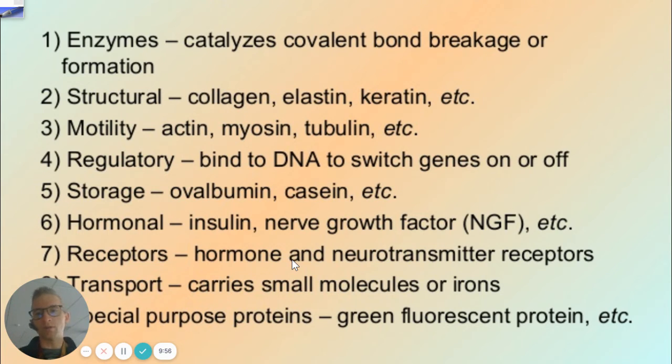Receptors, hormone and neurotransmitter receptors, detect oftentimes hormones or other neurotransmitters that change the way our bodies do things. Transport proteins carry small molecules or iron. A really important one inside of your blood, hemoglobin, is a protein that transports little bits of oxygen. It grabs onto the oxygen when your blood passes through your lungs and carries it with it to wherever it needs to go. There are also some really cool special purpose proteins, like the proteins that cause some types of algae to glow green or blue in some cases.